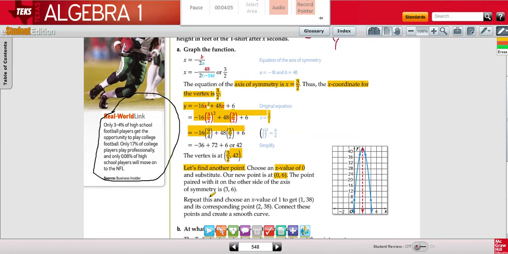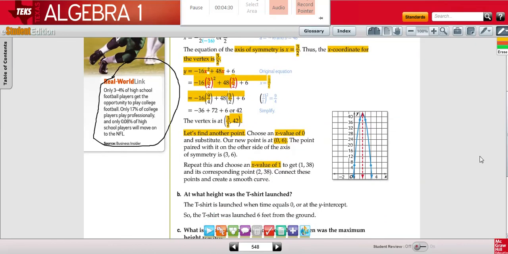We could also repeat picking points, where it says here, repeat this and choose an x value of 1. So yes, we could plug in another x value and get out a point, and we could do it that way. But remember, you only need 3 points. So find your vertex, find your y-intercept if you have one, and then find the point that corresponds to that point, at equal distance from the axis of symmetry.